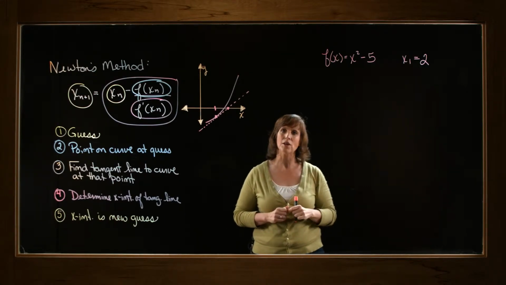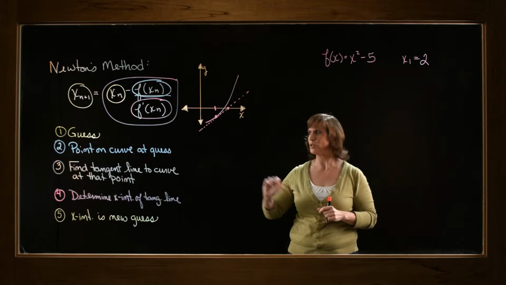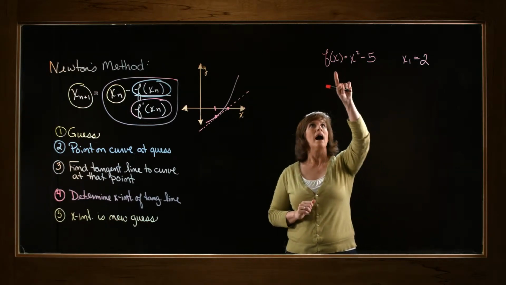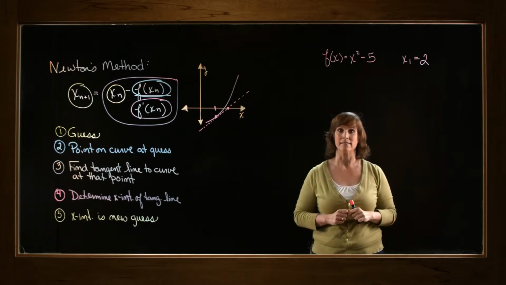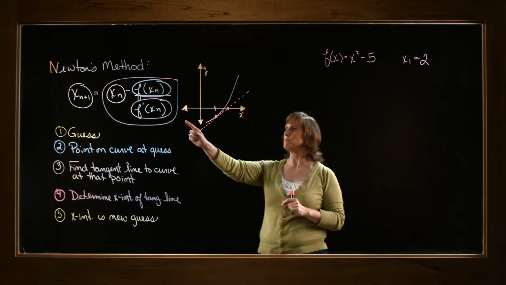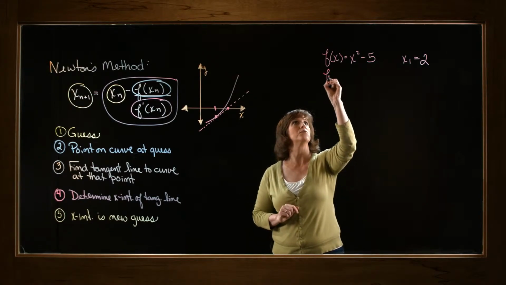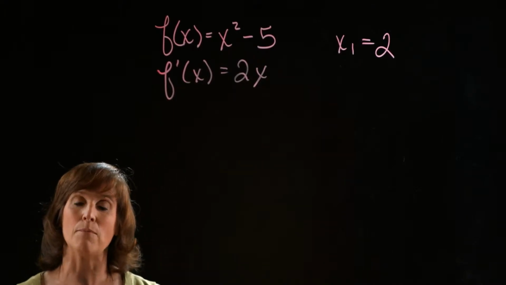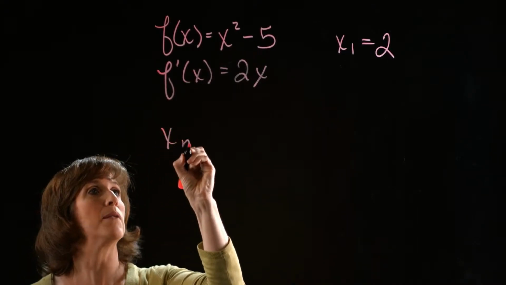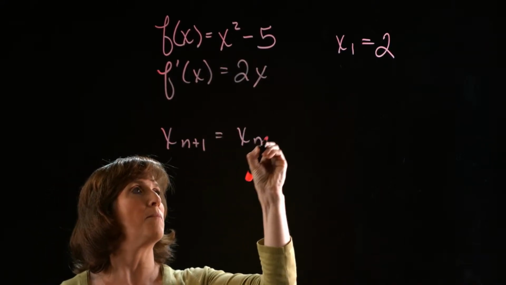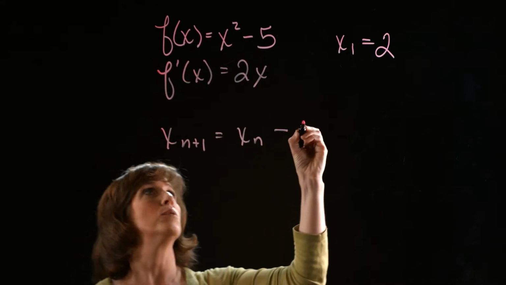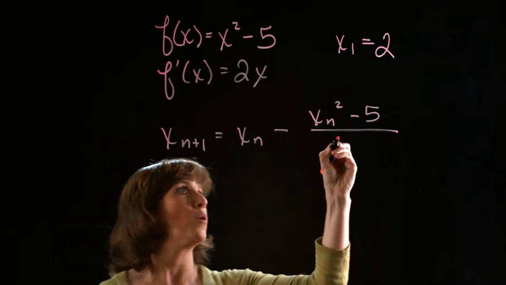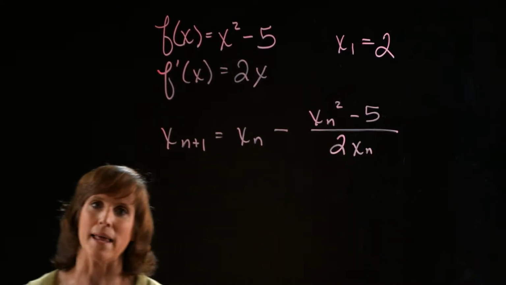Okay, so let's take a look at our particular problem, and we may go back to our explanation, the first iteration, to see how it fits in. I already have my function and my guess. The other piece I need to set up my formula is the derivative. f prime of x is going to equal 2x. So now I can set up my formula for Newton's method: x sub n plus 1 equals x sub n minus the function, x sub n squared minus 5, all over the derivative, 2 x sub n.